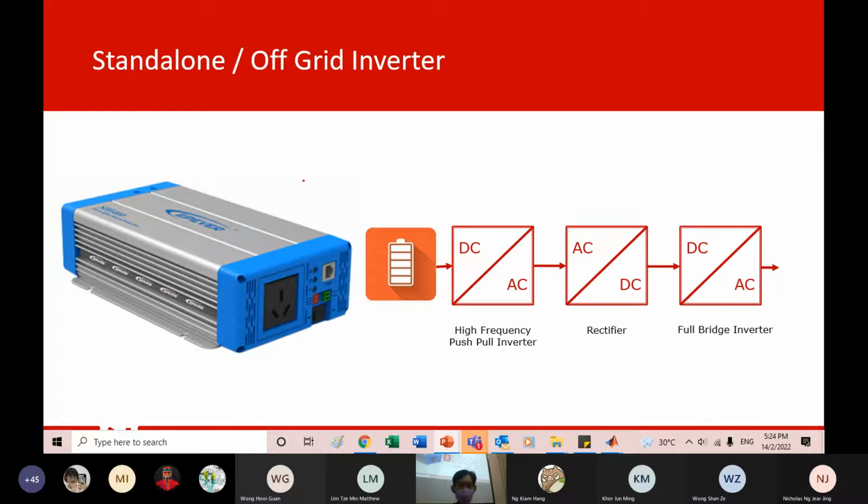So how it works is that you can see there are 3 stages here. The first stage is, let's say it's 24 volt. It goes to a DC to AC converter, and it's a high frequency push-pull. Remember our very first DC-AC is a push-pull, right? So it uses a transformer to step this up to around 400 volt.